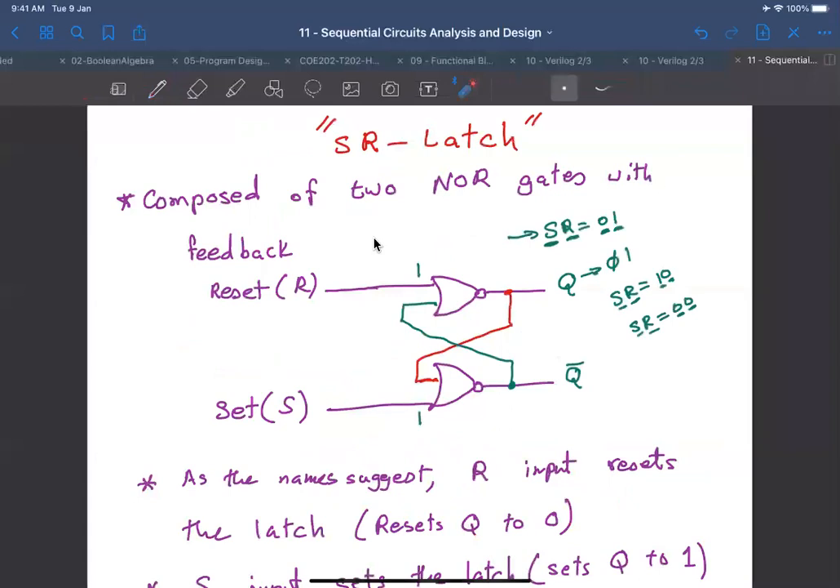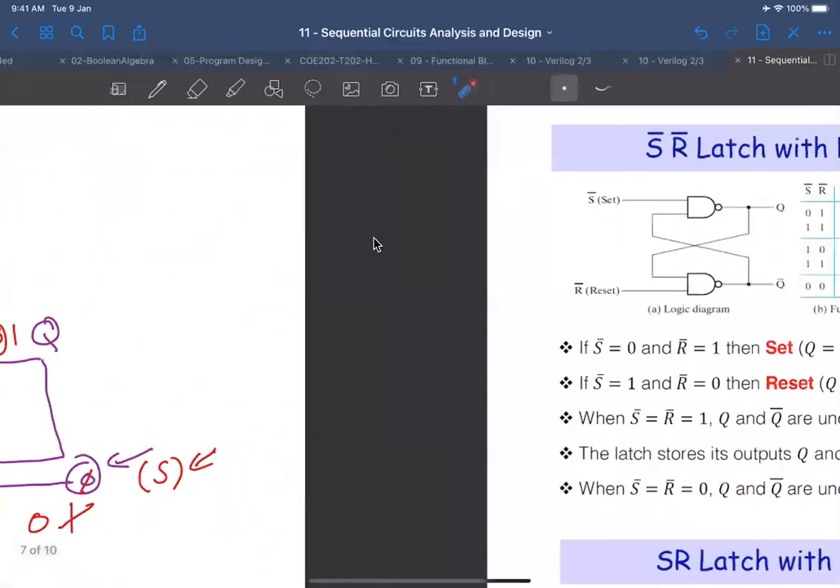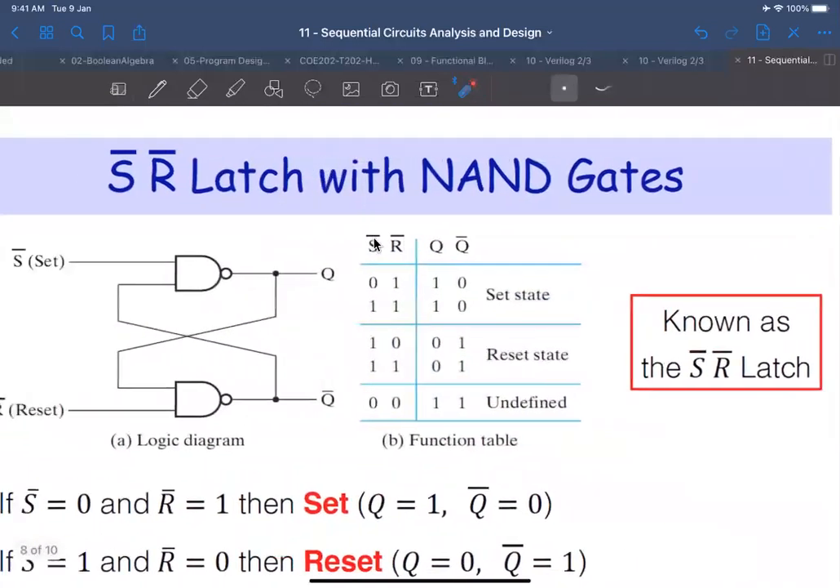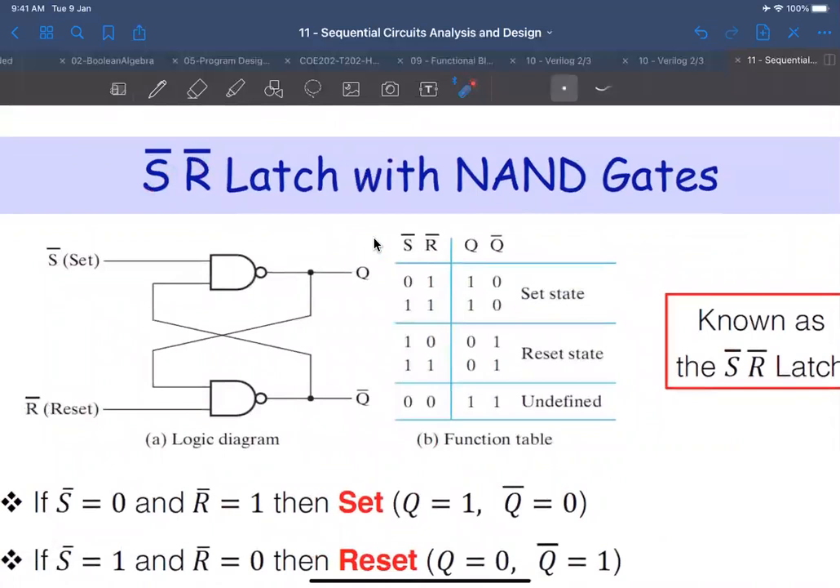I just showed you where this is coming from. So it all starts with inverters back to back. And then you change the inverters to NOR gates to get what we call the SR latch. Now, if you change the inverters to NAND gates instead, you get what we call the second type of latch, which is the S complement R complement latch. I'm not going to show you where this comes from; you know how to do that yourself, but I'm discussing the function table of the S complement R complement latch.